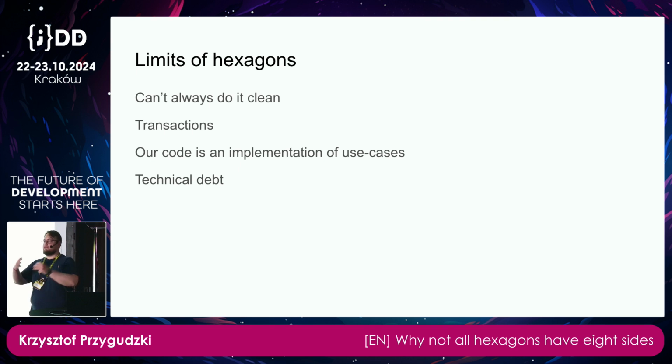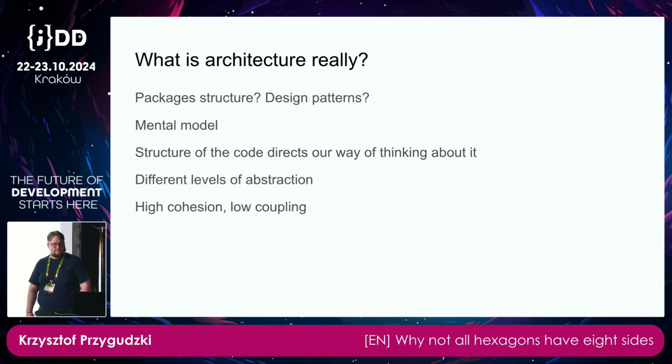We can't always have these perfect, ideal, clear models and just use them. We're not writing in Haskell. We actually need our applications to make some money. So our code is actually just the implementation of some business use cases, right? And that's also something to keep in mind.